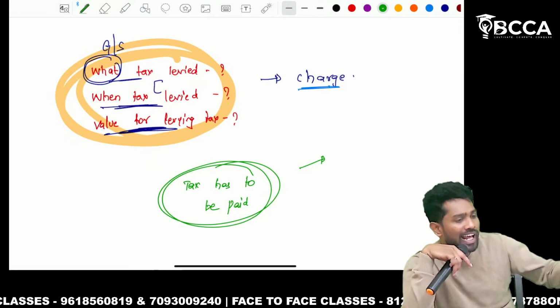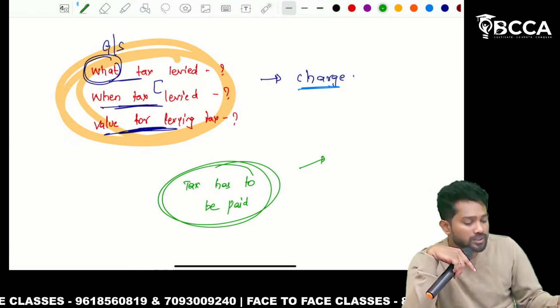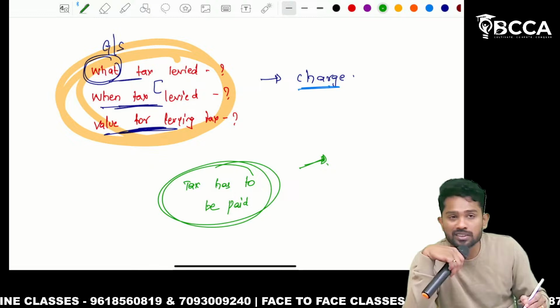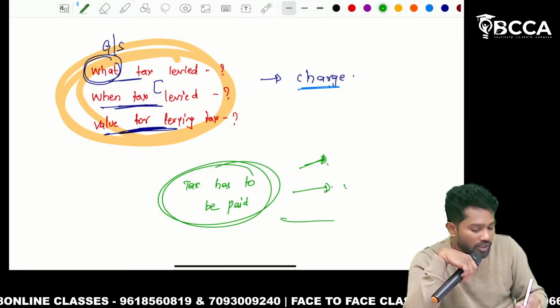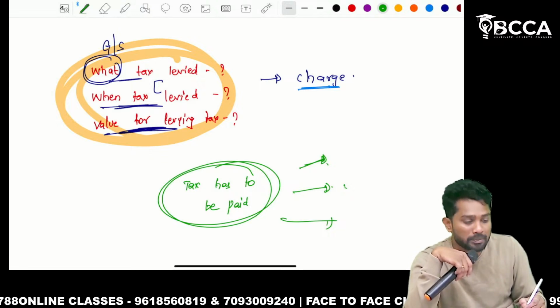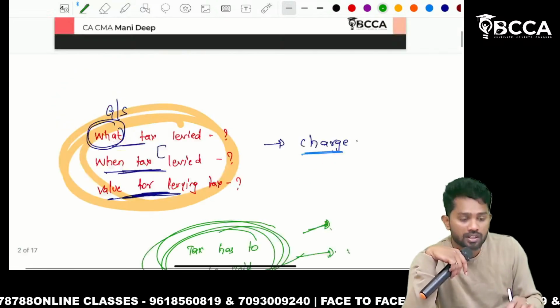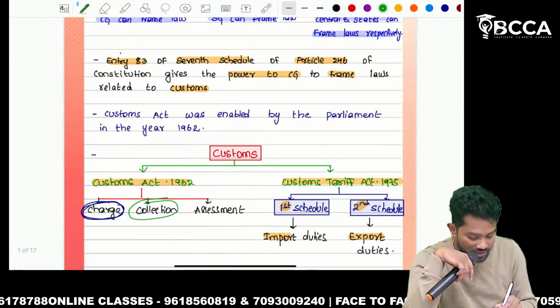So the tax collection will have so many options. You can pay in installments under the Customs Act, or you can pay on self-assessment only, or you have the option to defer the tax payment. All these options are related to tax collection.